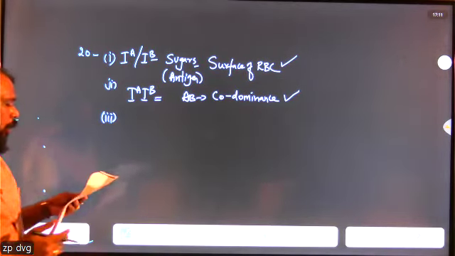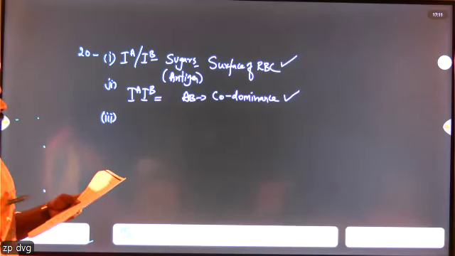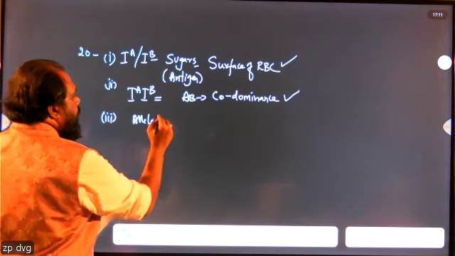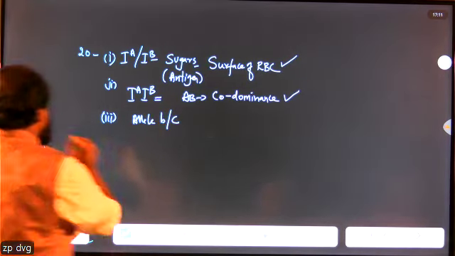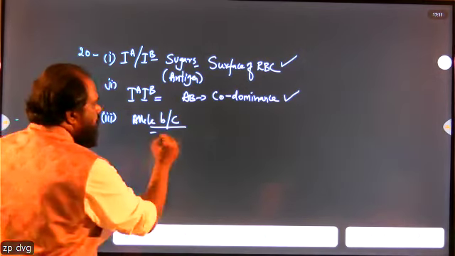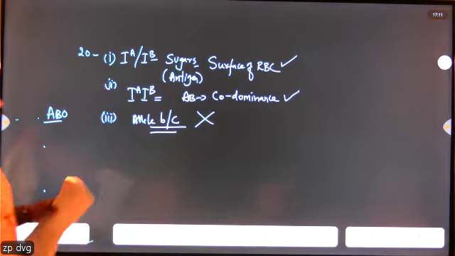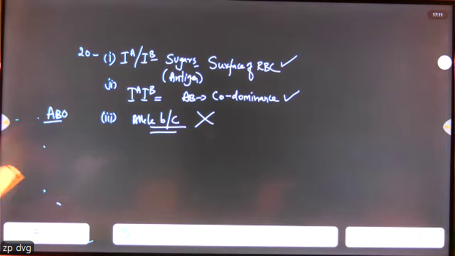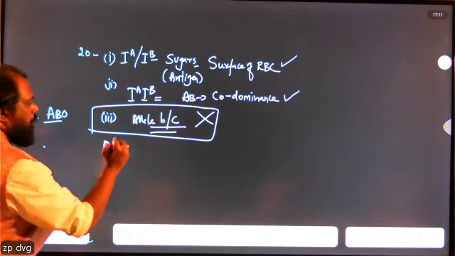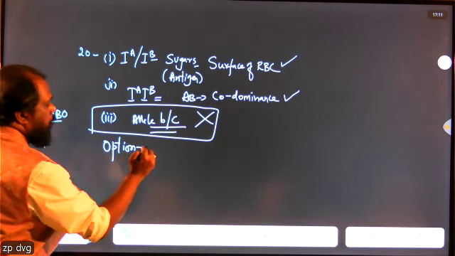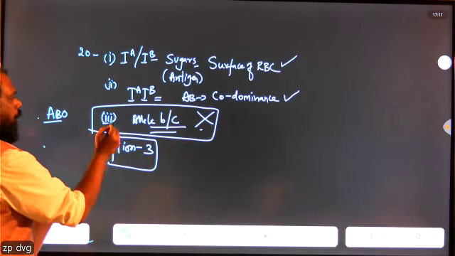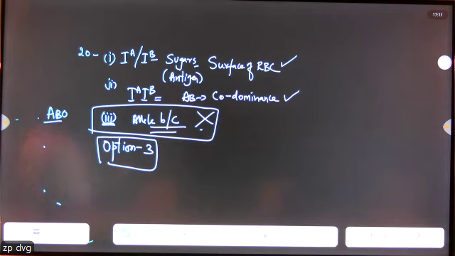Look at option 3. Option 3 says alleles B and C also produce sugar. In the ABO blood group, there is allele B but no allele C. There is no such thing. So this is the incorrect statement. So in question number 20, which is the incorrect statement? Option 3 is the incorrect statement. So the correct answer for question 20 is option 3, because they asked which is the incorrect statement.